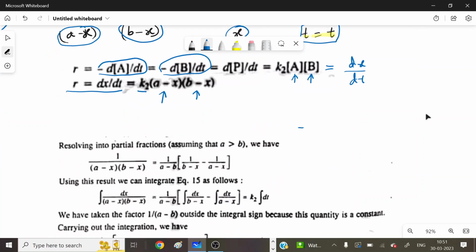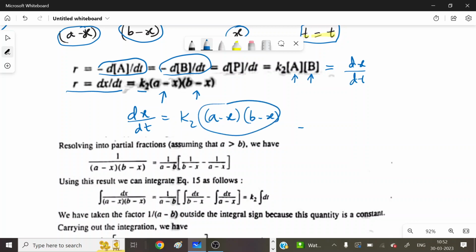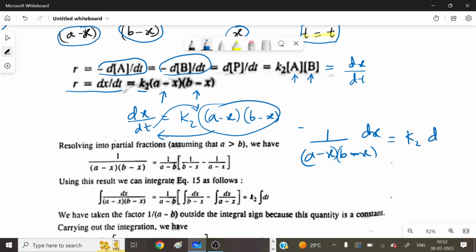Now the equation is dx upon dt is equal to k2 (a minus x) (b minus x). You have to rearrange the equation, bring the concentration terms on one side and move dt here. So before integration we have to write 1 upon (a minus x)(b minus x) dx is equal to k2 dt. Here subscript 2 stands for the rate constant of the second order reaction.